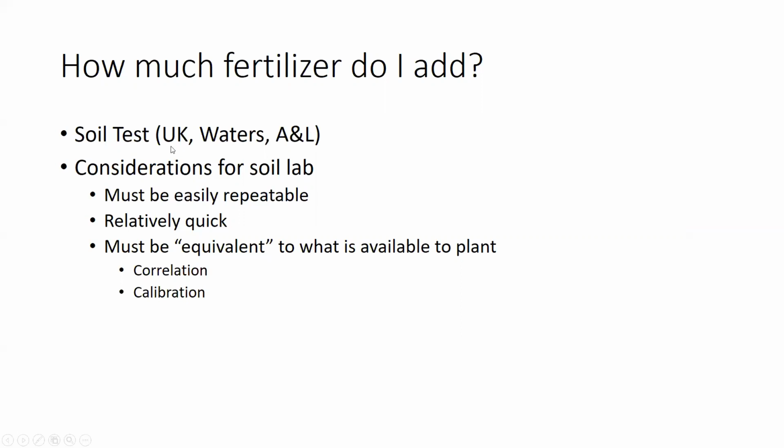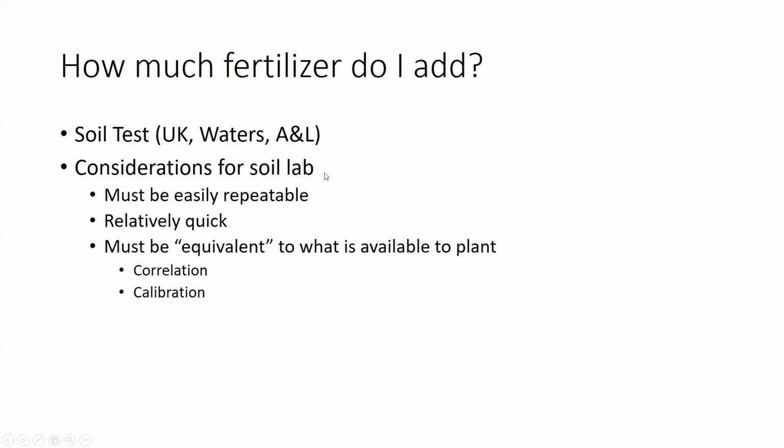So UK, we report in pounds per acre. A&L sometimes, and I've seen it from Waters, I believe, will report in parts per million. So they're not the same. Parts per million times 2 equals pounds per acre. So if I have a soil test value of 30 ppm, that's equivalent to 60 pounds per acre.